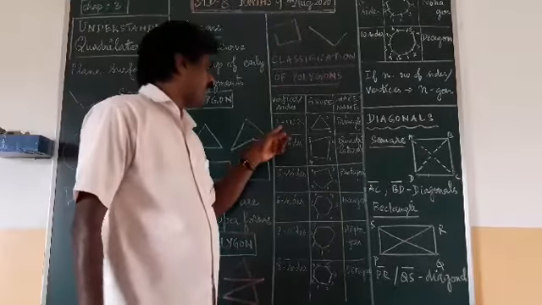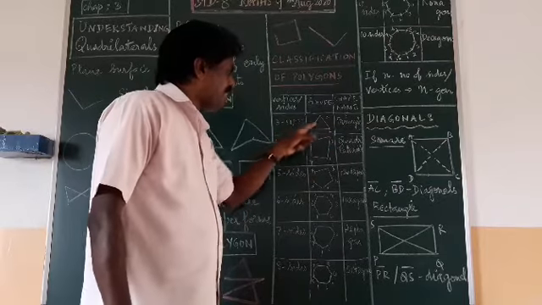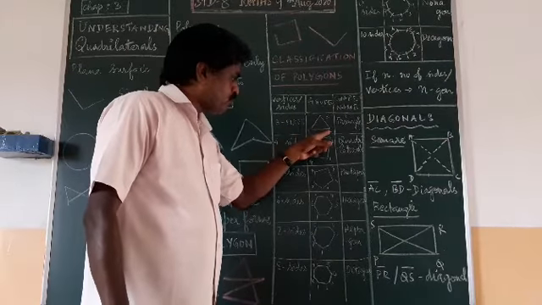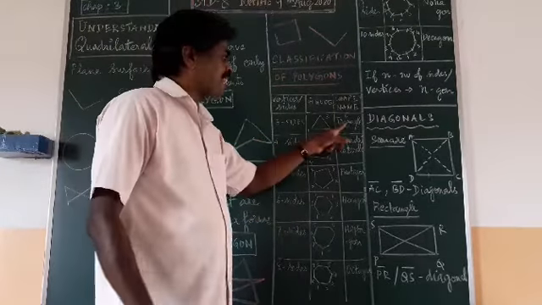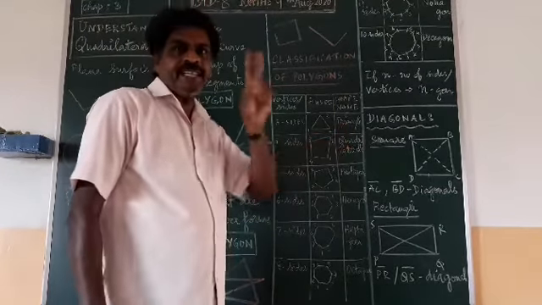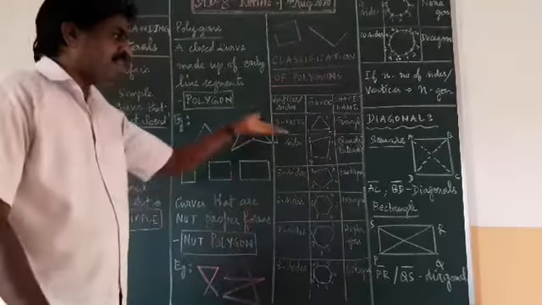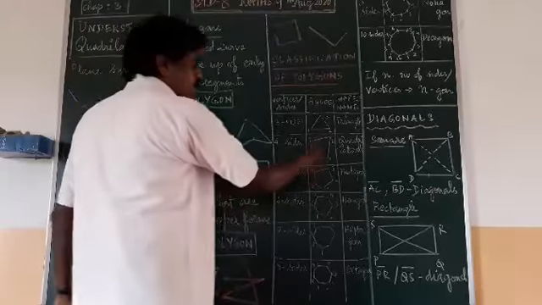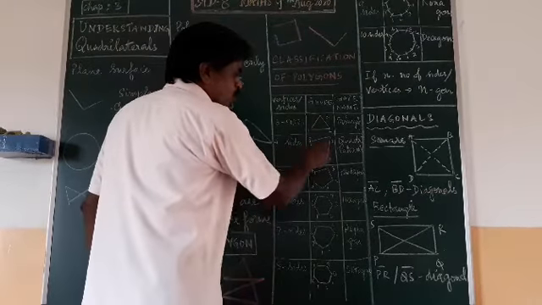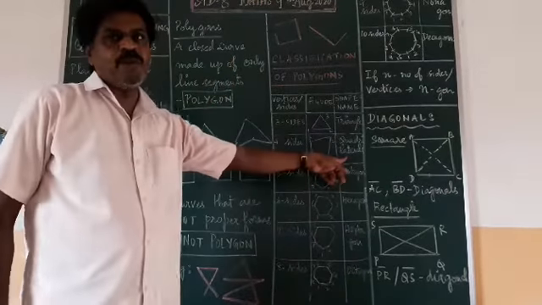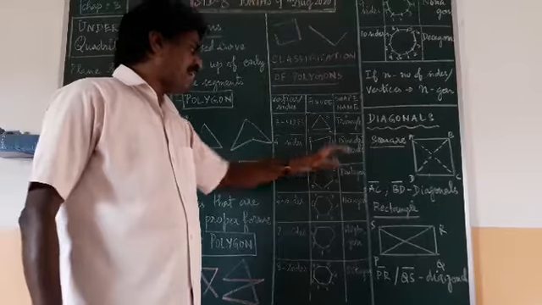In the first figure, three vertices are there: 1, 2, 3. And sides: 1 to 2 and 2 to 3. The three sides are all closed. So that shape is called a triangle. Three sides, three vertices, that is called a triangle. Then four sides, 1, 2, 3, 4. Four vertices are there, and the four sides are in a closed form. That is called a quadrilateral. Quadra means four, so quadrilateral.